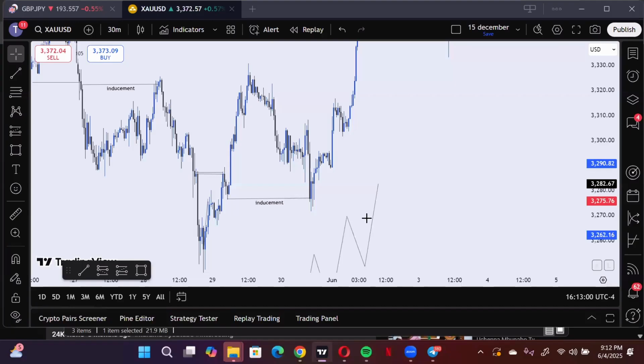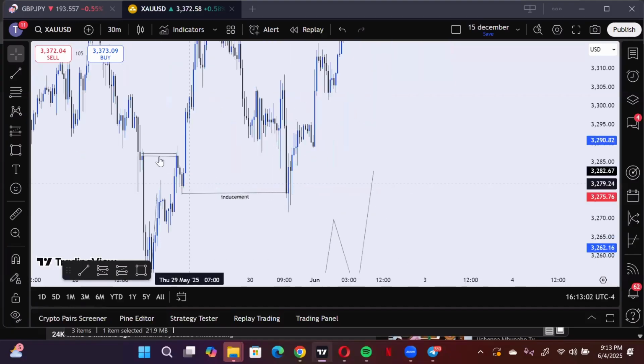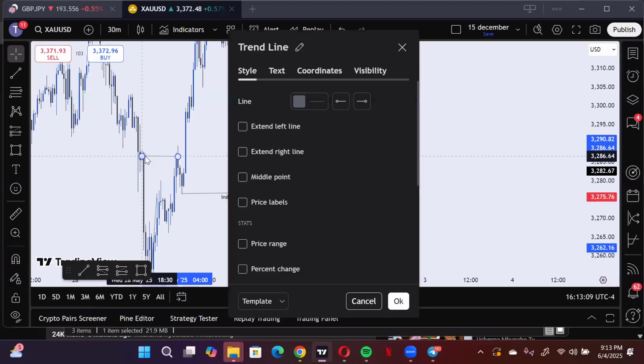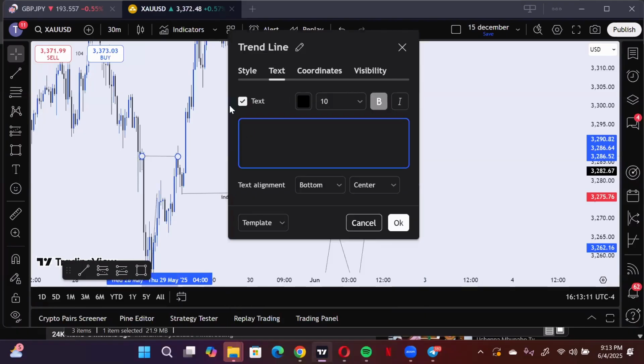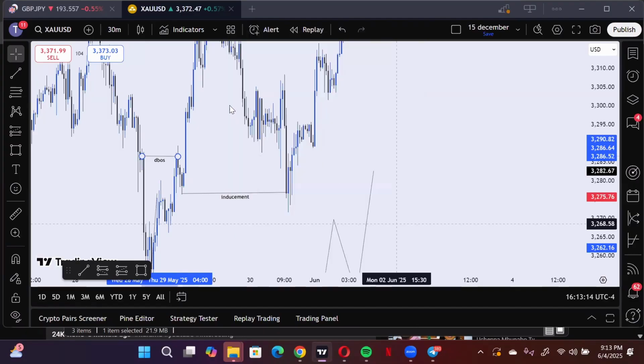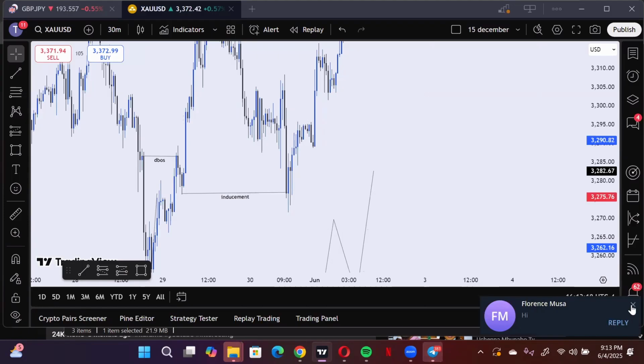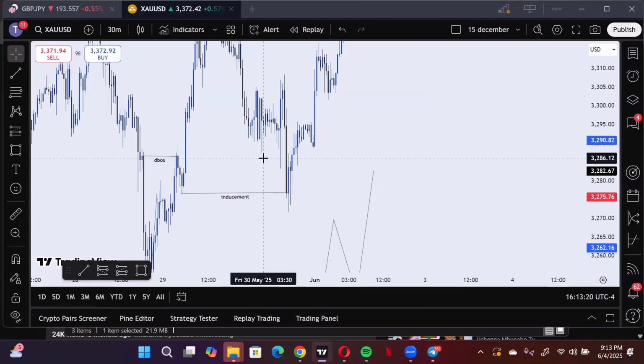For this particular example, the market gave us a double breakout structure when it took out this high plus this previously existing zone. After that, the market pulled back and gave us our inducement before pushing back up. So we have two out of three. The first one is a double breakout structure. The second one is the liquidity, the inducement. So it's now time to look for the third one.